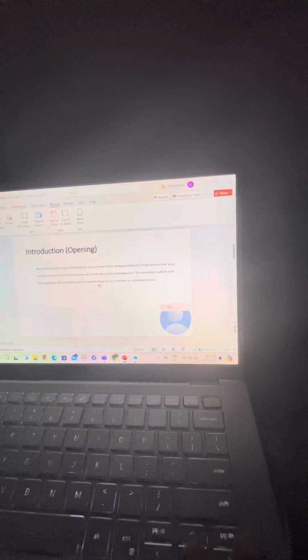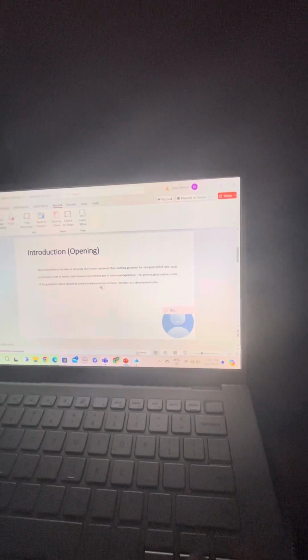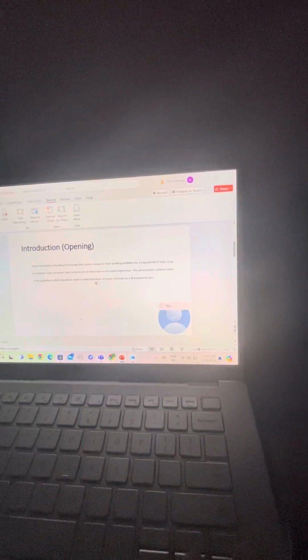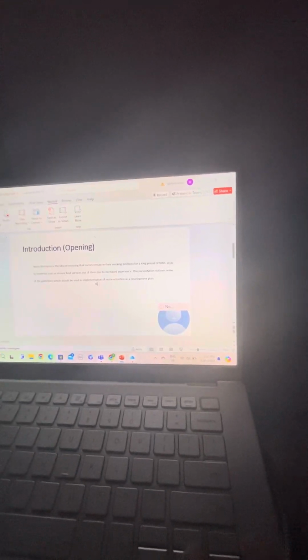Introduction. Nurse retention is the idea of ensuring that nurses remain in their working positions for a long period of time, so as to minimize costs or ensure the best services from them due to increased experience. This presentation outlines some of the guidelines which should be used in implementation of nurse retention as a development plan.